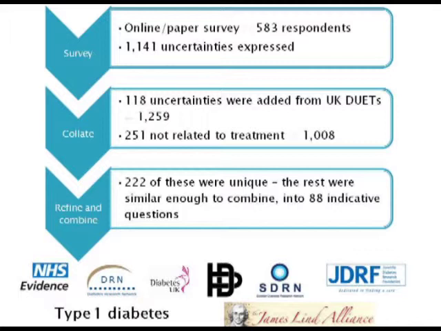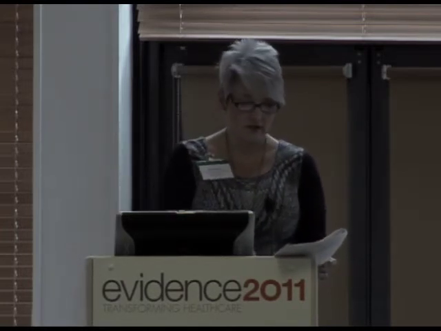And over 1,000 uncertainties were expressed. We then added 118 that were sitting on UK DUETs, and then we took out 251 that were not related to treatment. Very interesting questions, but not related to the effectiveness of treatment, so they came out of the prioritisation process. We then started to refine and analyse what we were left with, and there were a lot of unique treatment uncertainty questions. In other words, there was one person suggesting one question that was sufficiently different from everything else to make it unique. So we decided to take those out of the prioritisation process, which is a bit harsh, but the whole point of prioritisation is you're funnelling down and you have to jettison things as you go along. But the steering group agreed this was the right thing to do.